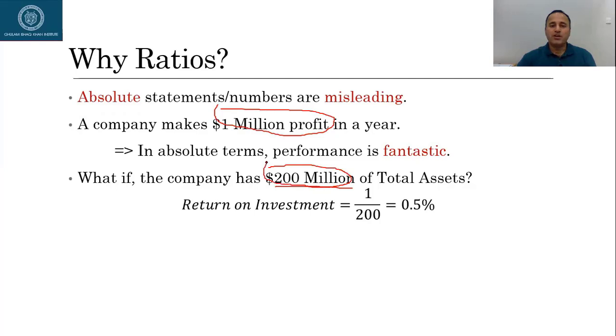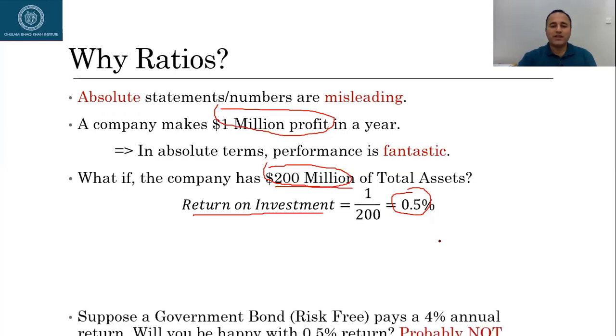with the $200 million investment, the return on investment, it is also called return on asset, but a more used term for this ratio is actually return on investment. So return on investment in this situation is only 0.5%. So $1 million in absolute terms looked fantastic. But if I calculate a ratio of return on investment, the performance is absolutely pathetic.